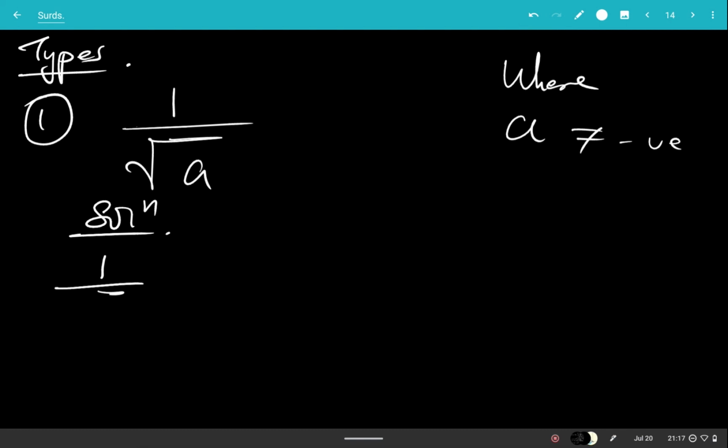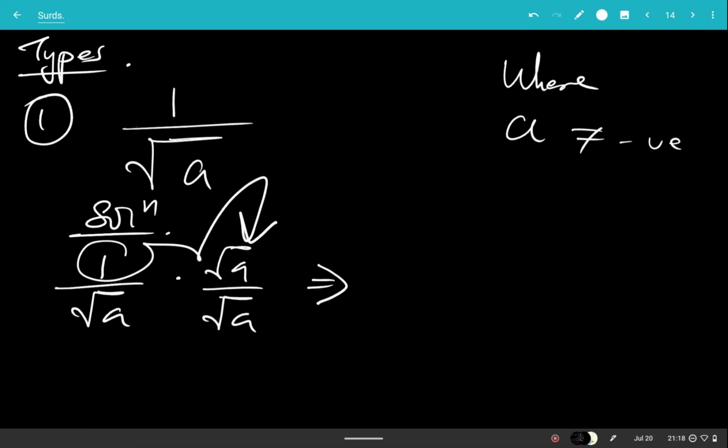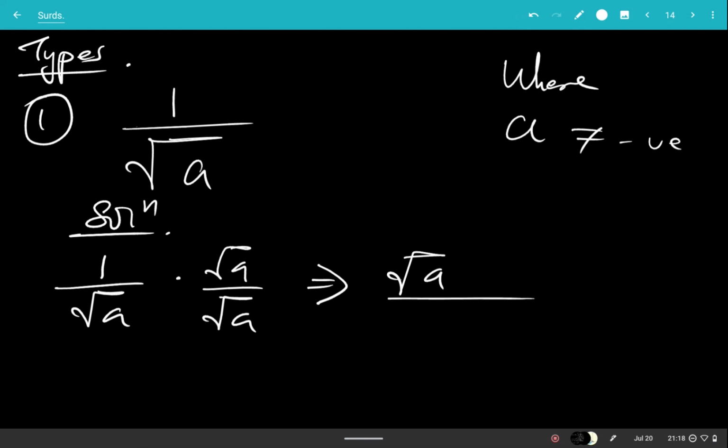If I have 1 over root of A, I'll say times the root of A over the root of A. This means that we'll get 1 multiplied by the root of A, which is basically just the root of A, because 1 doesn't really change anything. Then root of A times root of A will just give us A. And that's how we rationalize the denominator. We're basically just looking for a number at the bottom that is not rooted. Now that's for the first type.